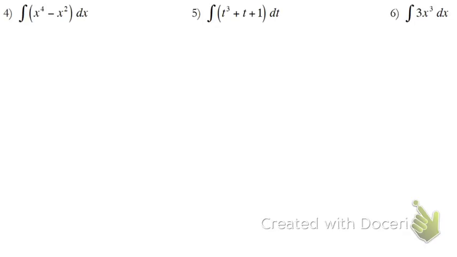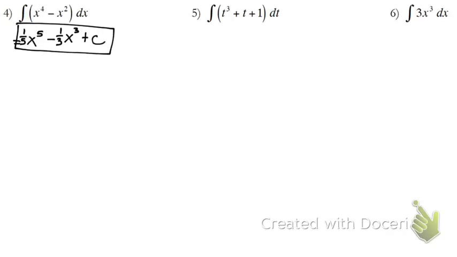For these ones, they are a mixture of the reverse power rule, along with the fact that we're adding and subtracting functions. So notice that I have two different functions that are being subtracted here. When I take the integral, I just treat it as if they're separate functions and take the integral of each piece individually. So the integral of x to the 4th is x to the 5th over 5, or 1/5 x to the 5th, minus the integral of x squared is x cubed over 3, or 1/3 x cubed, and then plus c, that constant of integration.